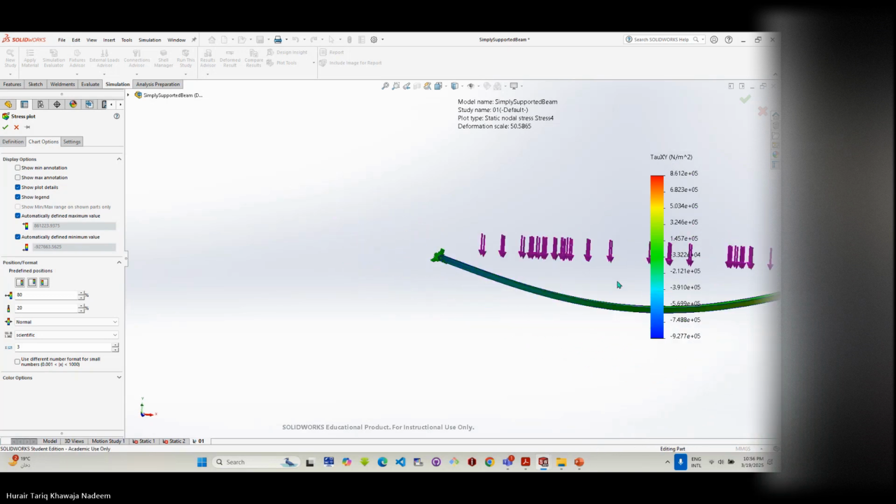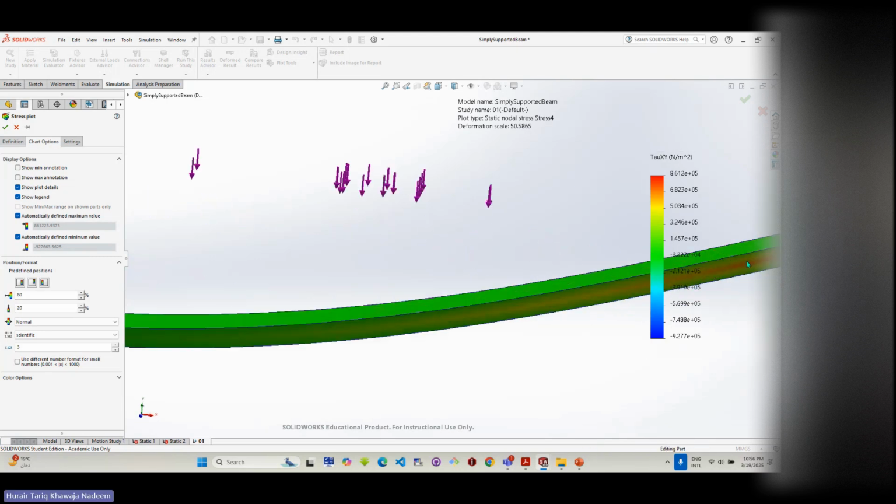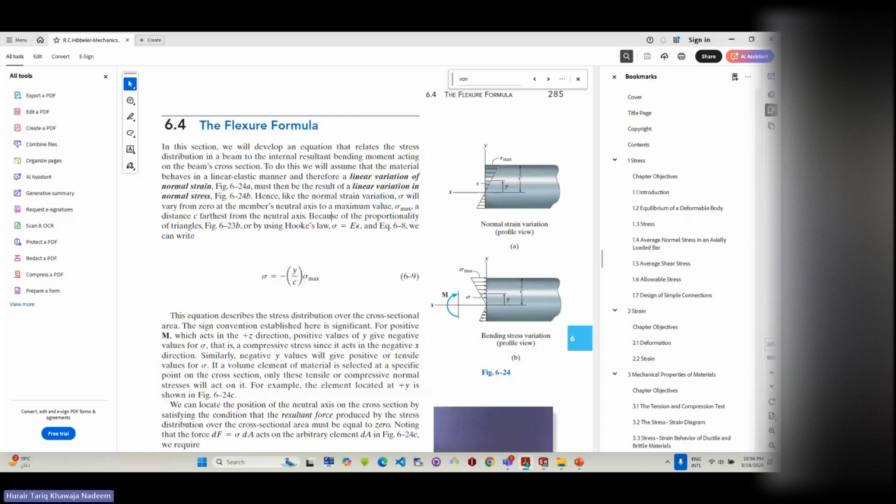So at some regions, it's telling us there are high values of stress. Remember, it's not the force. I'm sorry, this is not the force. This is actually the shear stress. And how do you calculate shear stress?